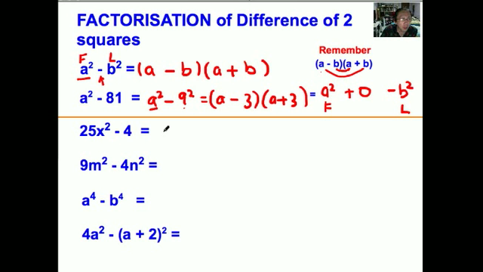We now take a look at further examples. 25x squared minus 4. This will factorize to 25 is 5 times 5, and x squared is x times x. 4 is 2 times 2, and to get the negative is one side negative times one side positive.